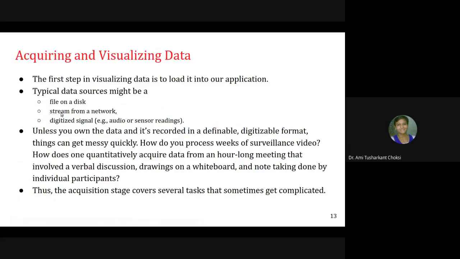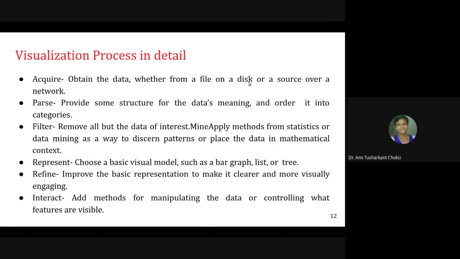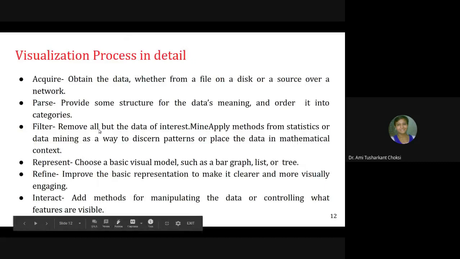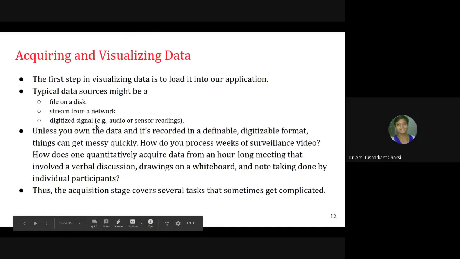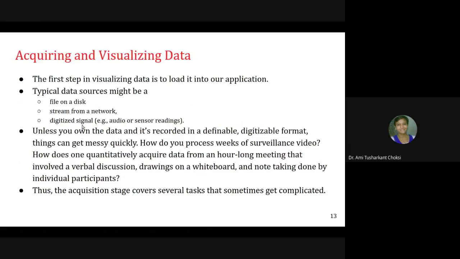So the first step we want to know is acquiring and visualizing the data. For that, the first step in visualizing data is to load it in our application, right? We have seen the steps here, but that was only the steps in brief. Now we want to see that in detail. So we want to acquire the data.